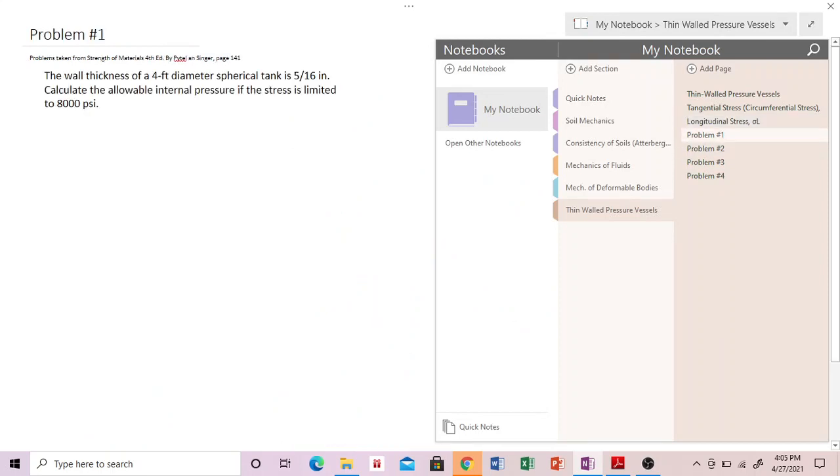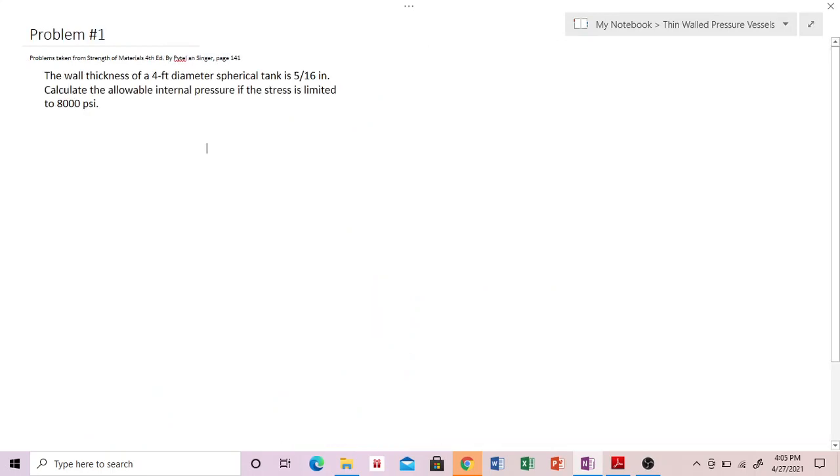Okay, let us consider problem number 1. In the first problem, the wall thickness of a 4 feet diameter spherical tank is 5/16 inch. Calculate the allowable internal pressure if the stress is limited to 8,000 psi. Okay, spherical siya, class. So, obviously, magda-direct substitution ka lang dyan. Okay, let us solve the problem.